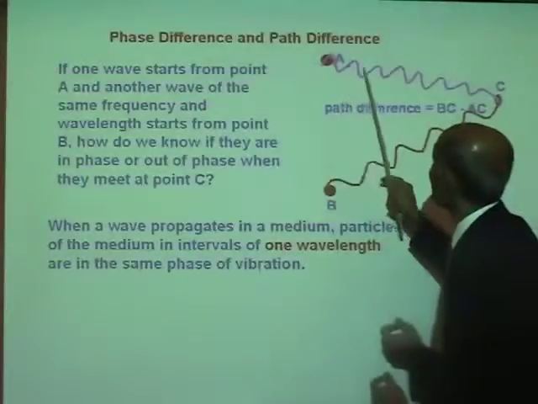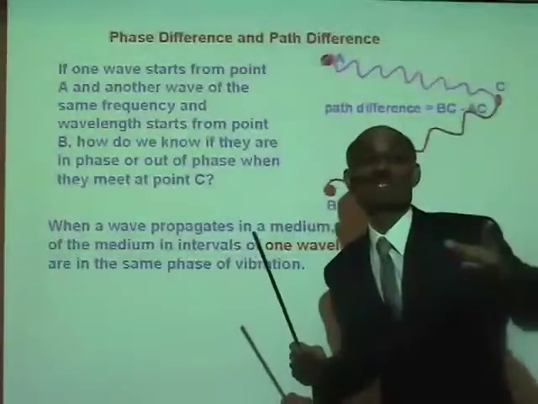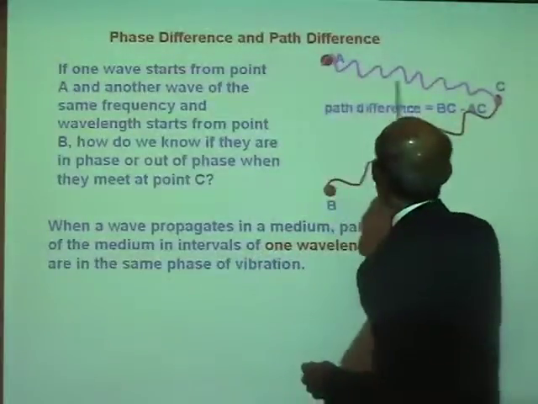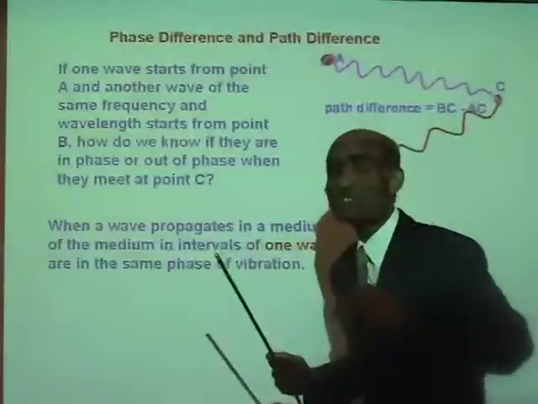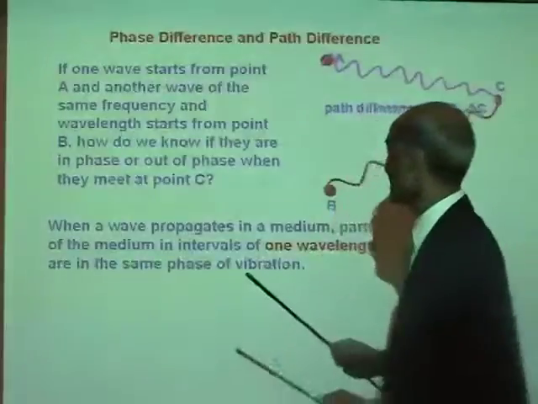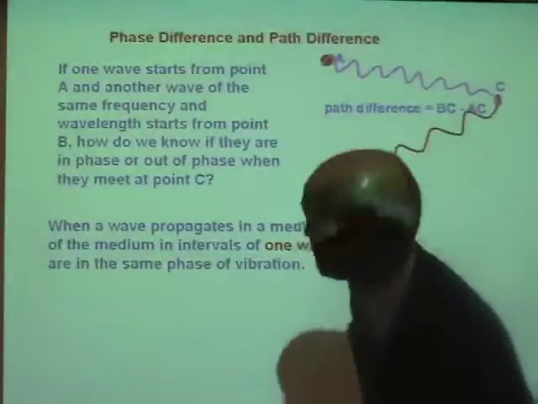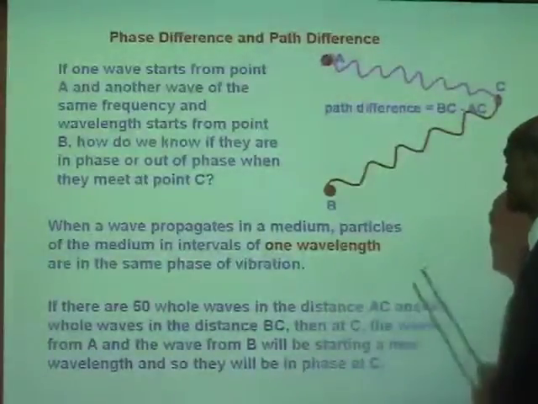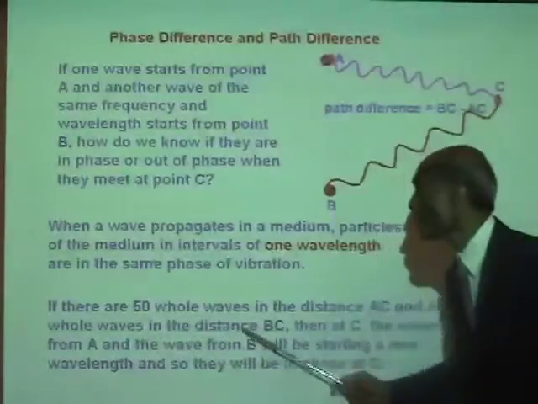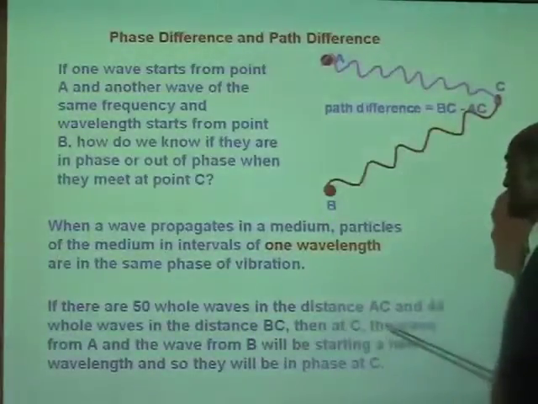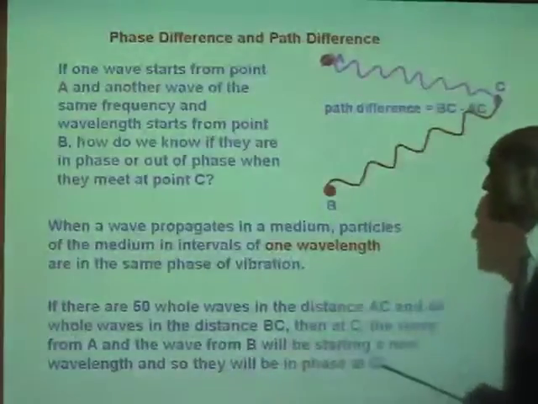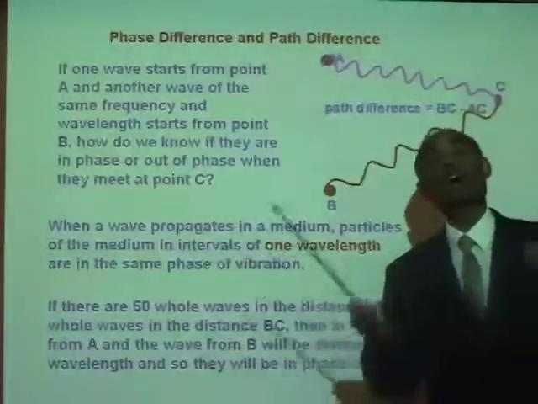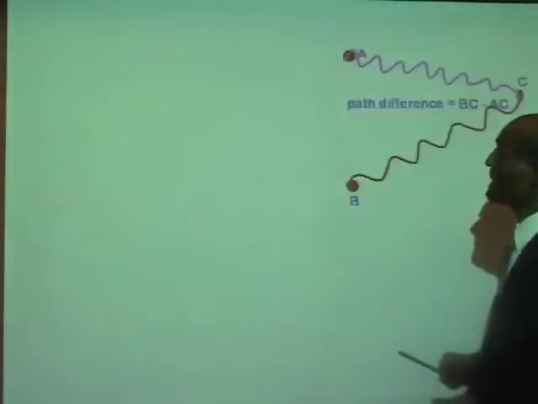How about if the difference between the two paths is two wavelengths? Well, then again they will be in phase. In other words, if the path difference is an integer multiple of the wavelength, then they will be in phase. Alright, if there are 50 whole waves in the distance AC, and there are 44 whole waves in the distance BC, then the waves from A and waves from B will be starting a new wave at C. That means they arrive in phase. I hope you understand that concept.